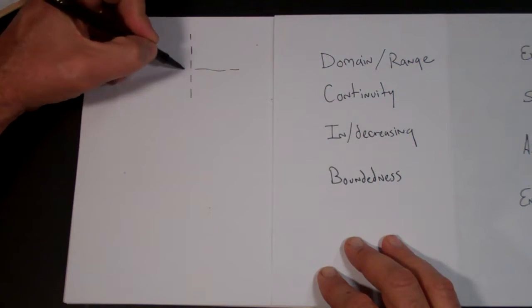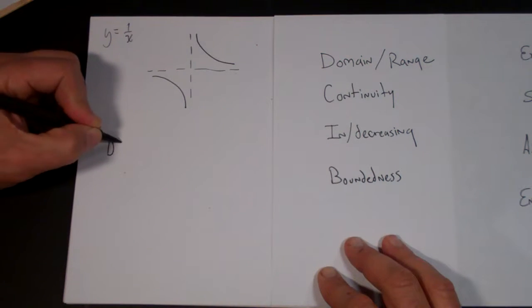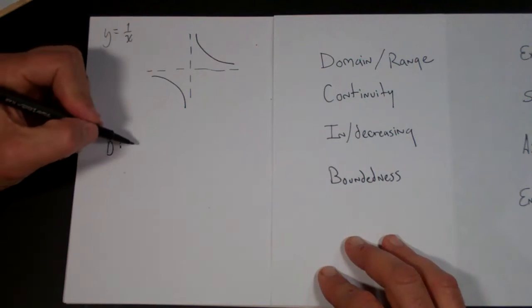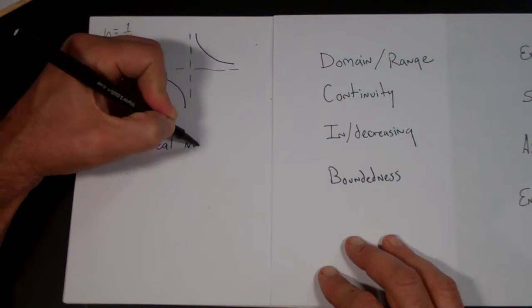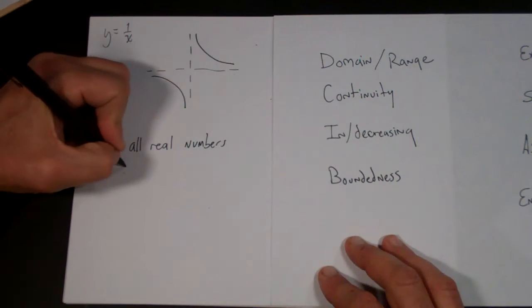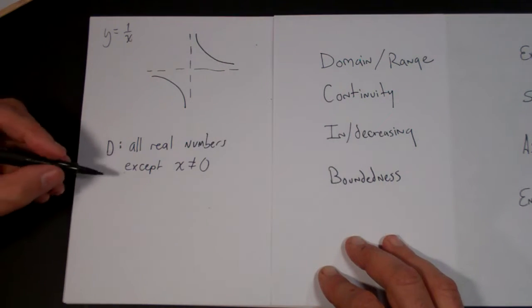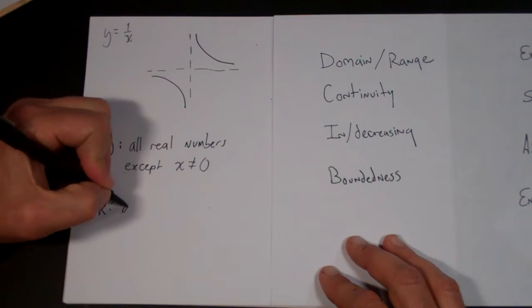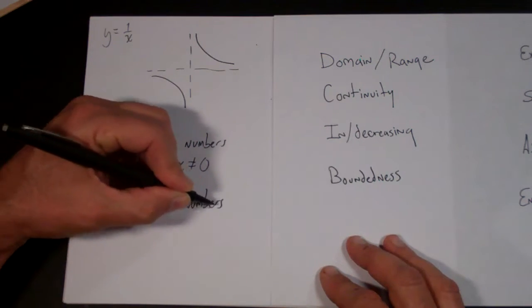Here you have the vertical asymptote and a horizontal asymptote, and it's going to look like this. So domain: remember when we do domain, the key is what x cannot be, and here x cannot be 0. So it's all real numbers except x is not equal to 0. And the range is going to be the same thing. The range is going to be all real numbers except y can't be 0.